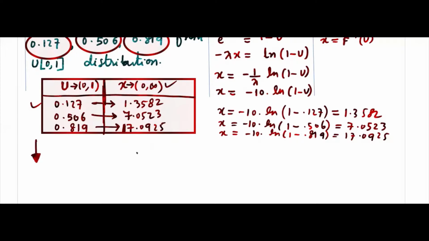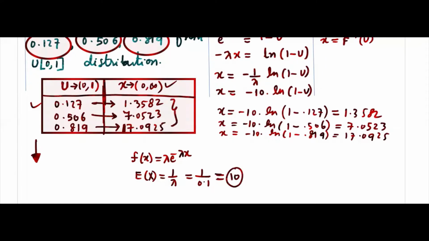See, when I've written f(x) is lambda e power minus lambda x, if you remember, the mean value of x is 1 upon lambda. Lambda is given as 0.1 here, so the mean value is 10. That means whatever numbers you get here, the mean value is 10. For U(0,1) the mean value is 0.5, but here the mean value is 10. So when the mean value is 10, how can you get a very big number?